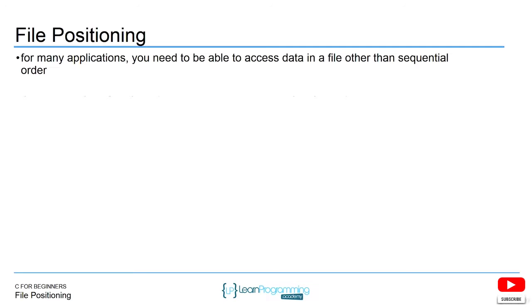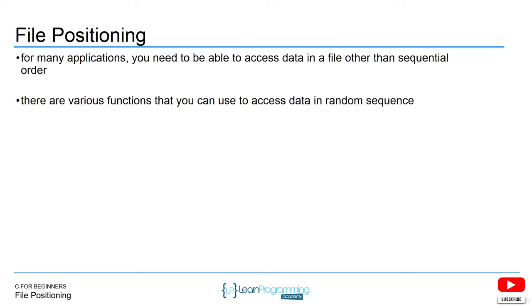In this lecture, I want to talk about file positioning, basically some functions that will allow you to change the position of a file. For many applications, you're going to need to be able to access data in a file other than sequential order. Sequential order is starting at the beginning and then going byte by byte towards the end. That's not always useful because you may want to actually go into the middle of a file and grab data, or at the end of the file and grab data. It all depends on the application. You don't always want to go from the beginning to the end. So there are various functions that you can use to access data in random sequence.